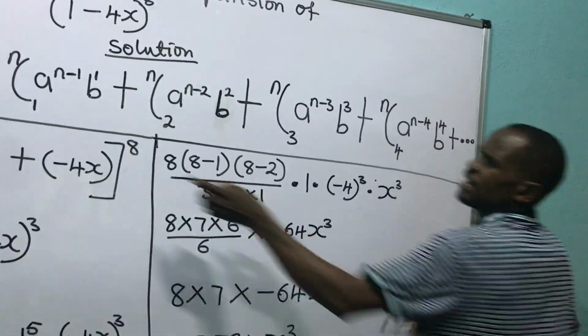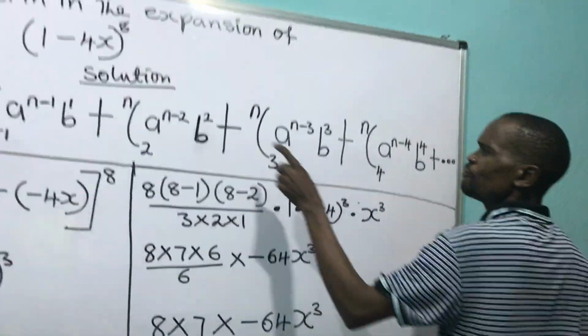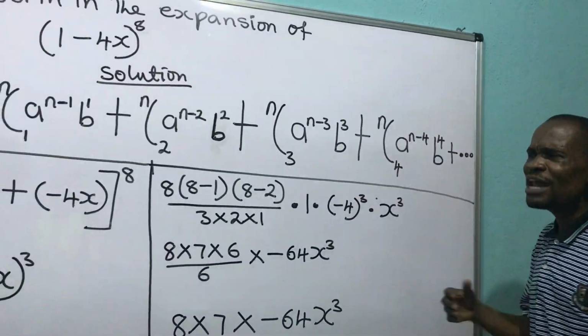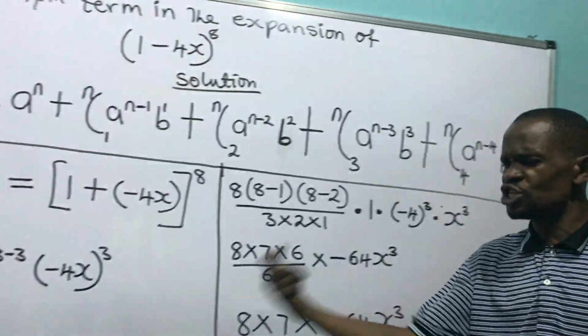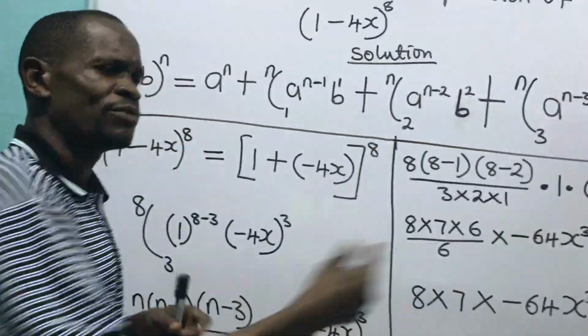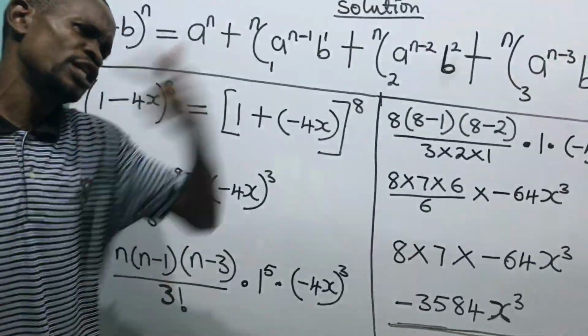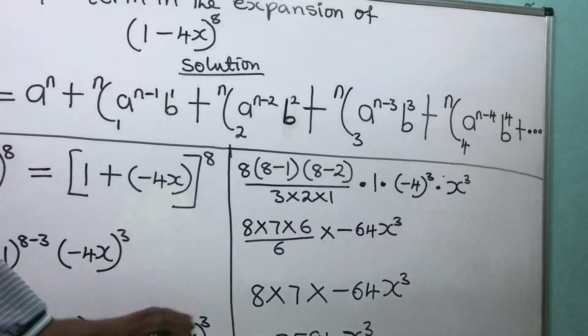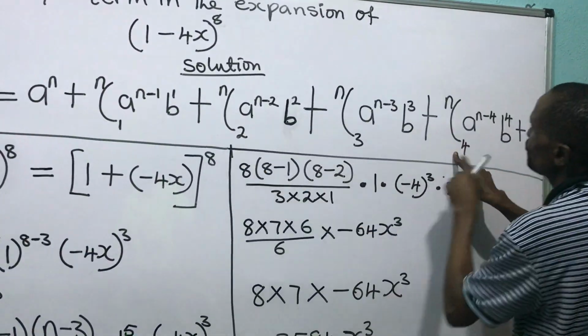Fifth term. Look at it. 1, 2, 3, 4, 5. So you now see that if I'm choosing 3, I add 1 to it, I'm in the fourth term. So when I'm choosing 4, I'm in the fifth term.